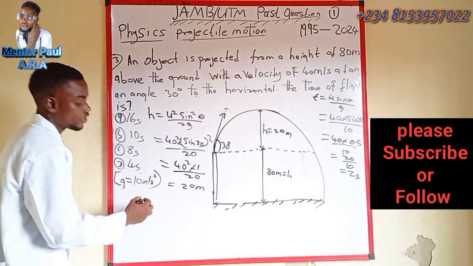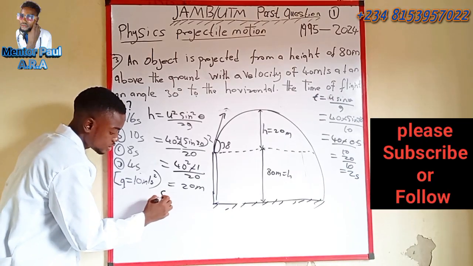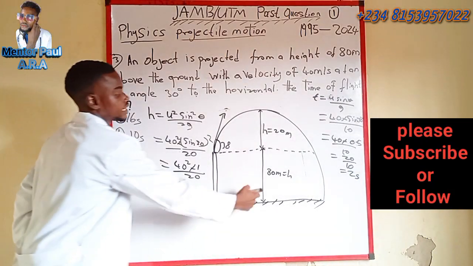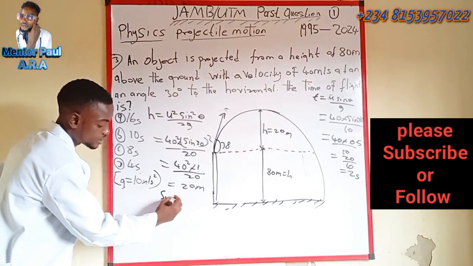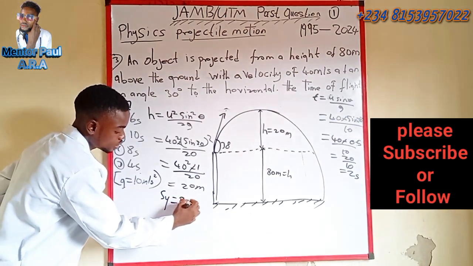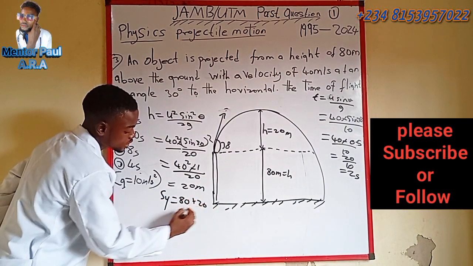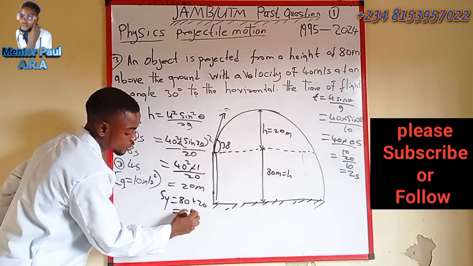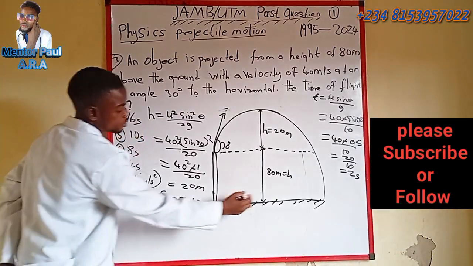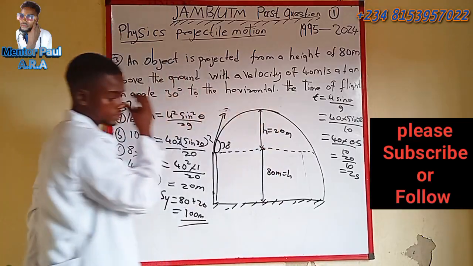And then the vertical component, or the height here, is equal to 80 plus 20, and this is going to give us 100 meters. 100 meters from here back to this place.